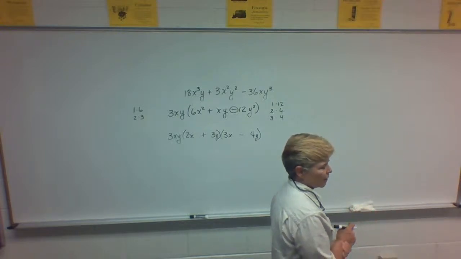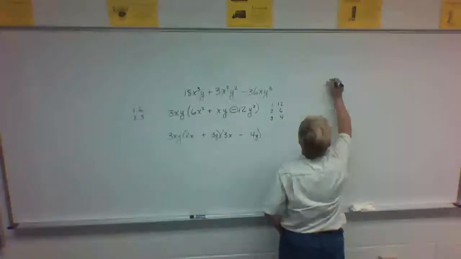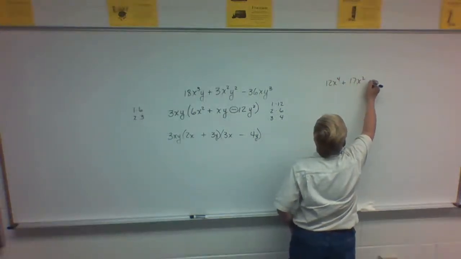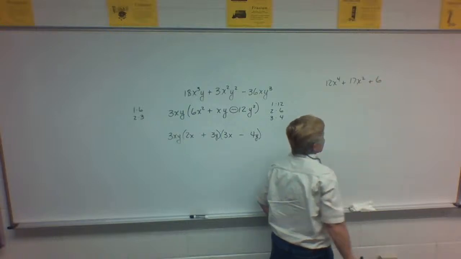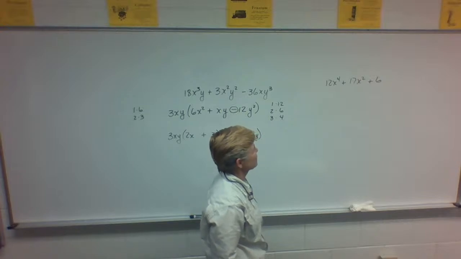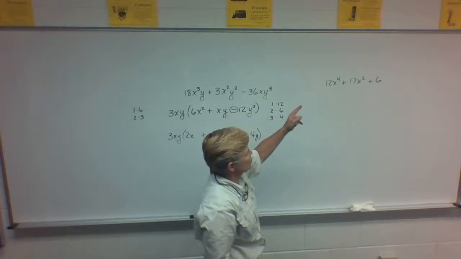I have 12x to the fourth plus 17x squared plus 6. Okay, now this one, things are characterized as being quadratic if their leading term is squared.